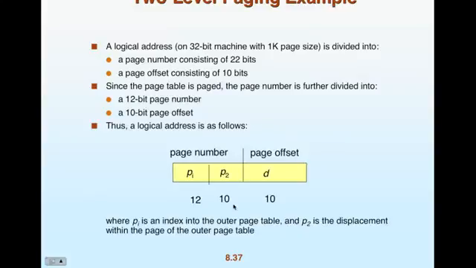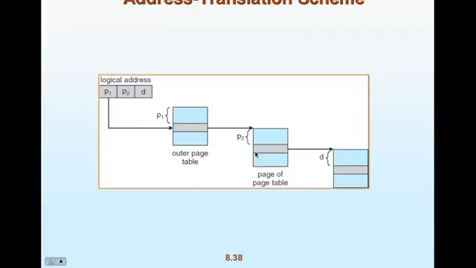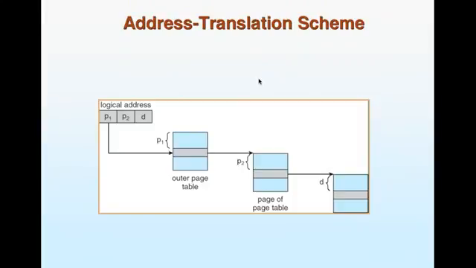So we have a displacement, we have a page number, and page number 2, number 3, with a page offset. So the information is basically kept in a hierarchy and divided out per process. In terms of the address translation scheme, it would go from the outer page table into the inner page table.